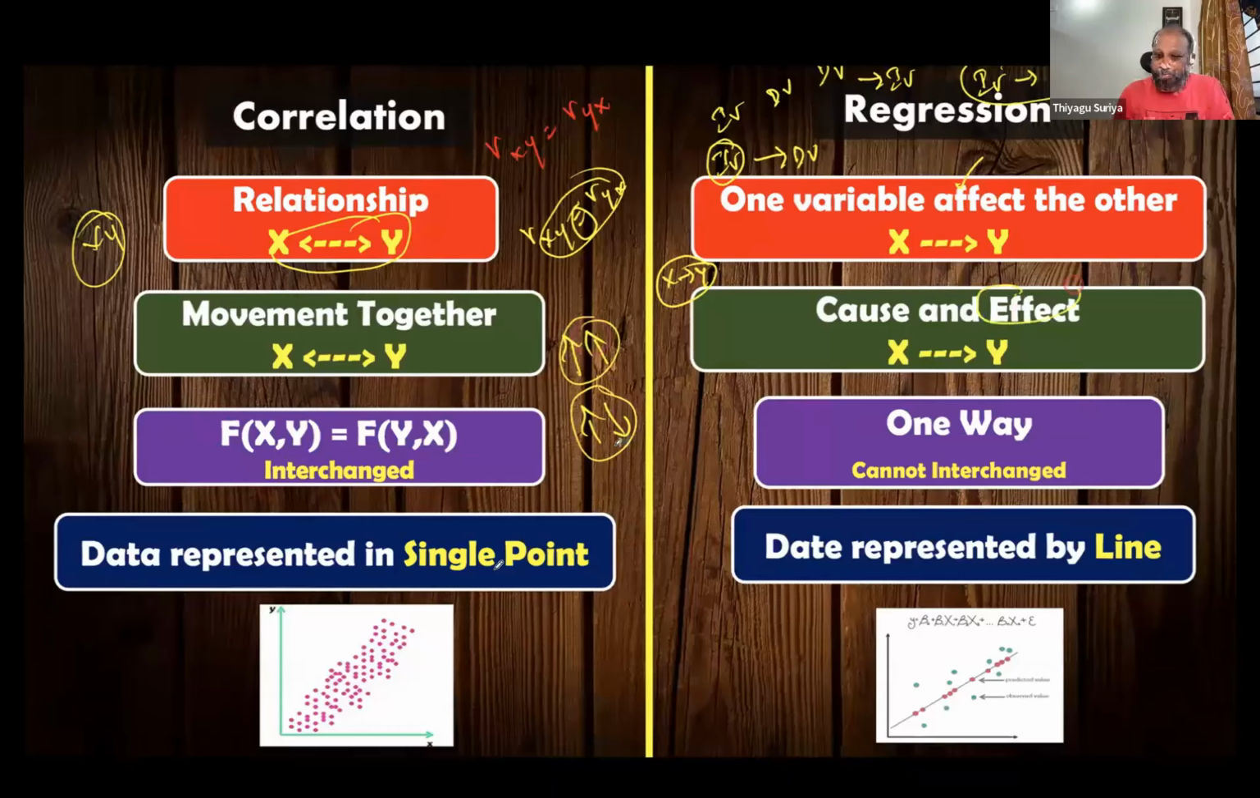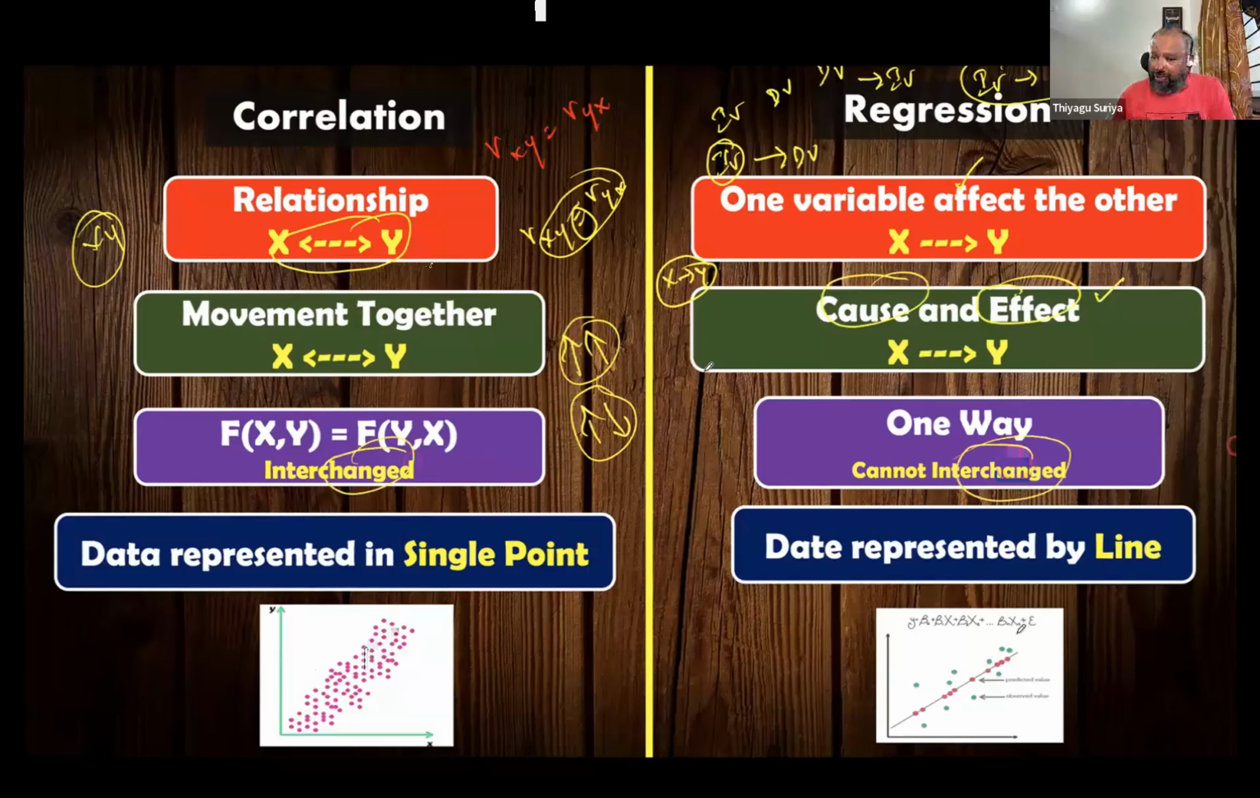Changeable. And in the case of correlation, the data is represented in a single point. Normally, as part of the correlation, we are checking whether the correlation is positive or negative. You can see the diagram; it is talking about positive correlation.